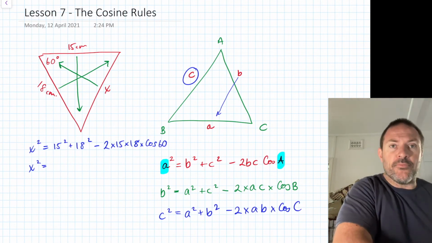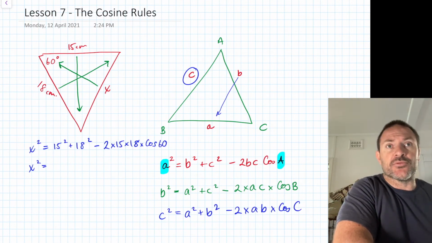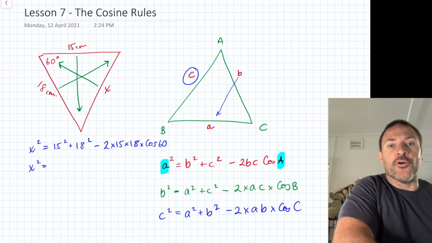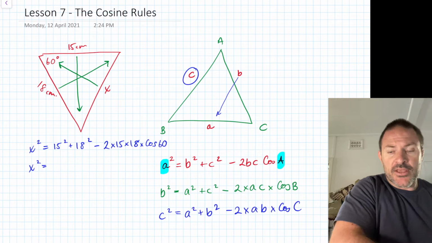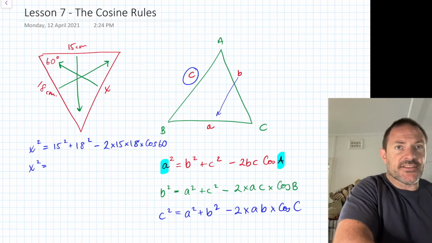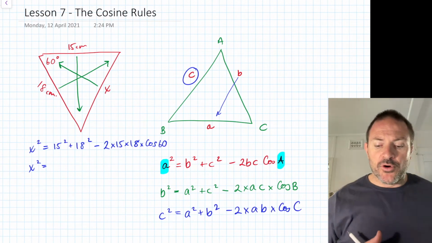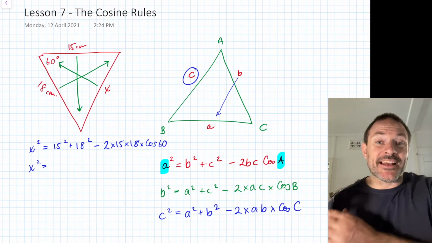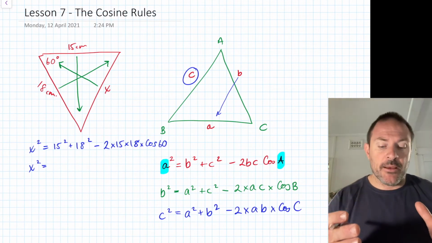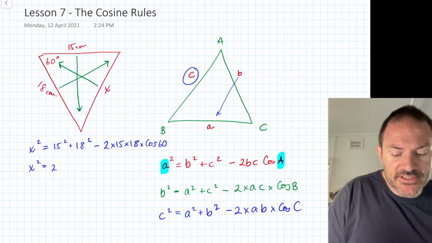That's just more poor use of the actual rule. Because remember, this rule is in your formula booklet that you were given, or your formula sheet for year 9 and 10. Times 15 times 18 times, and the cosine of 60. Okay. And of course, cosine of 60, you might remember that as our exact values. It's actually a half, I believe. So it becomes a nice number. So we get x squared equals 279.